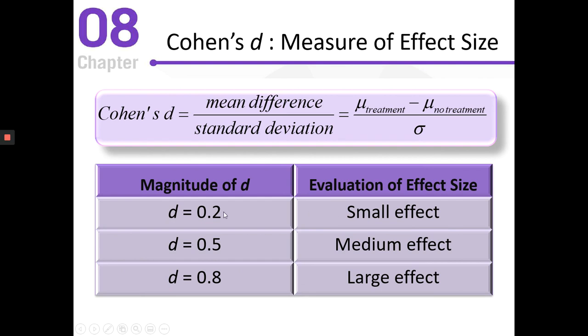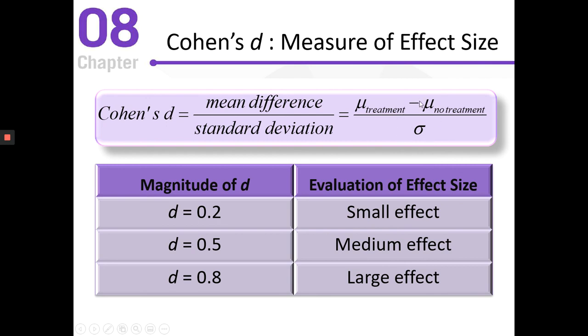So if it's 0.2 and below, it's a small effect. It's a small difference between those groups. If the d is 0.5, it's a medium effect. It's a medium difference between those groups. And if the d is 0.8 or above, we say there's a large effect. There's a large difference between the groups. And when we say large, we say it's in magnitude. In real life, it looks like a big difference.